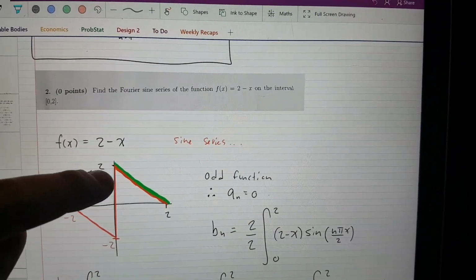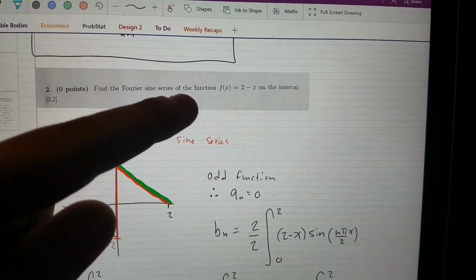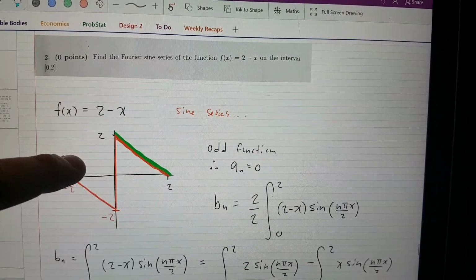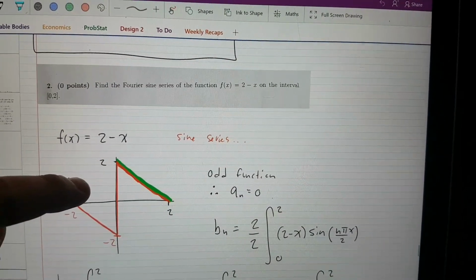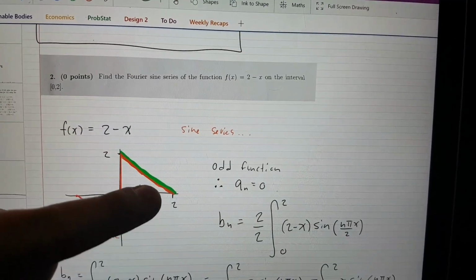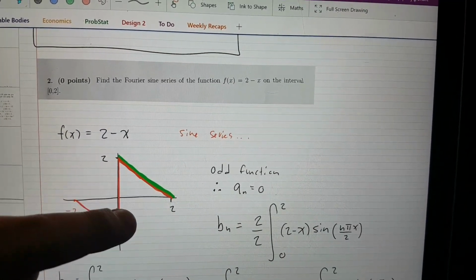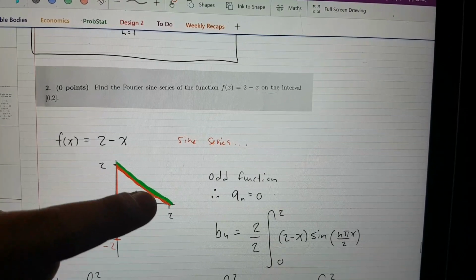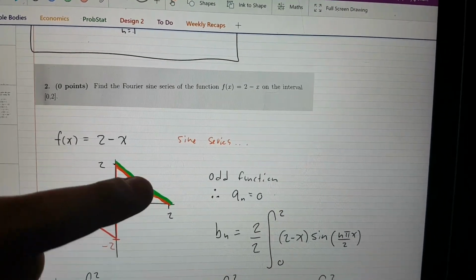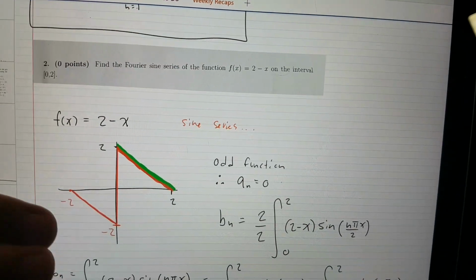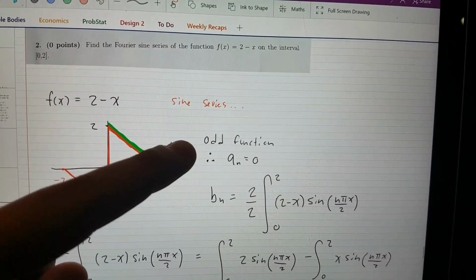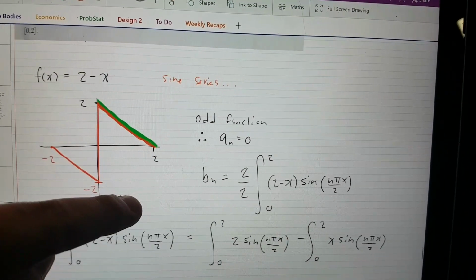All right, the Fourier sine series of the function f of x equals 2 minus x on the interval from 0 to 2. So the function here is only defined from 0 to 2, right? So the green is the function. And then for a sine series, basically this becomes an odd function over here. So you just have to basically flip it about the origin down here. Because it's an odd function now, we're treating it as if it's an odd function.